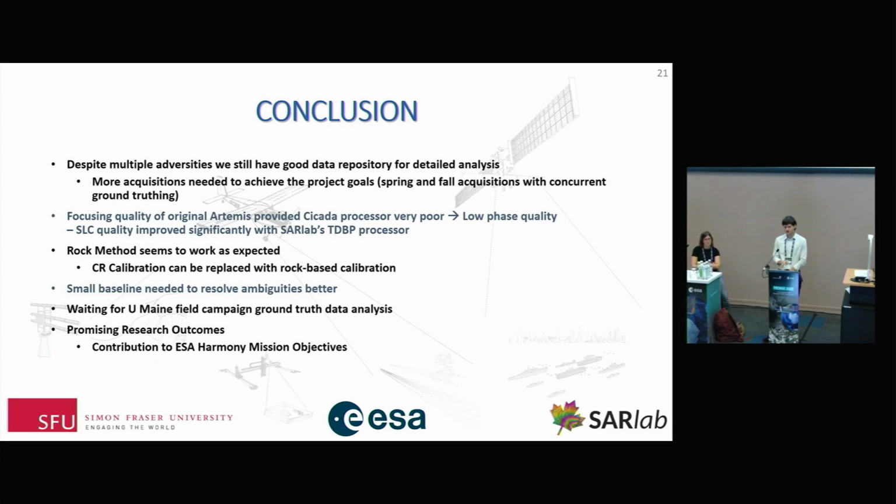We were a bit worried at first about the small baseline, but it actually ended up being good because we have quite a bit of penetration. So the small baseline means that our ambiguities are very far apart. So we don't get too much wrapping as we get the penetration, which is nice. We're waiting for the University of Maine field campaign ground truth analysis, which should give us more insights about the snow properties during the May campaign. And yeah, hopefully that will improve our analysis a little bit. So overall, I think that we have promising research outcomes, and we are going to make, hopefully, a good contribution to the ESA Harmony mission objectives. Yeah, that's all I have. Thank you.